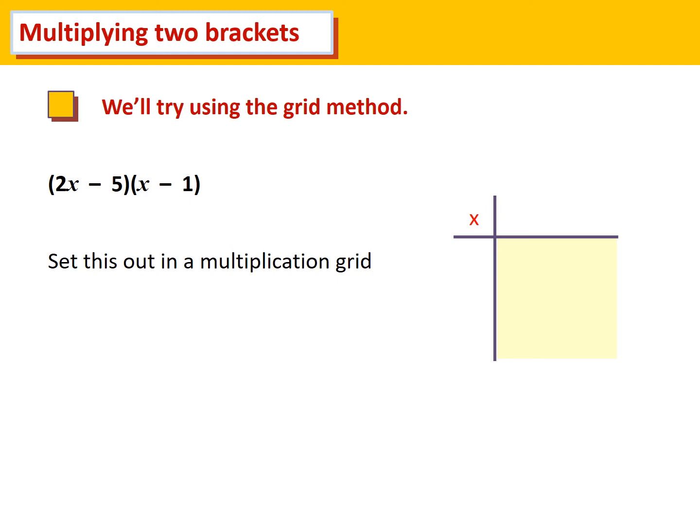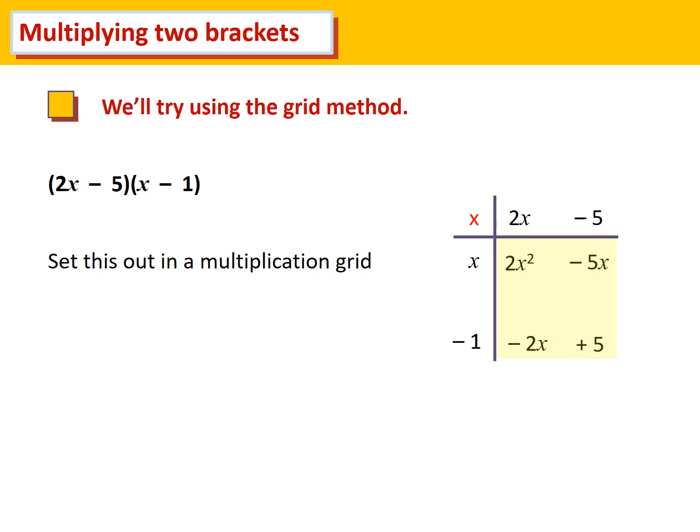This looks like the other two examples, but you have to be careful with the signs here. We set it out in exactly the same way. 2x subtract 5 on one side, x subtract 1 on the other. We multiply the 4 sections. 2x times x is 2x squared. Negative 5 times x is negative 5x. Negative 1 times 2x is negative 2x. And then a negative 1 times a negative 5 is plus a positive 5.